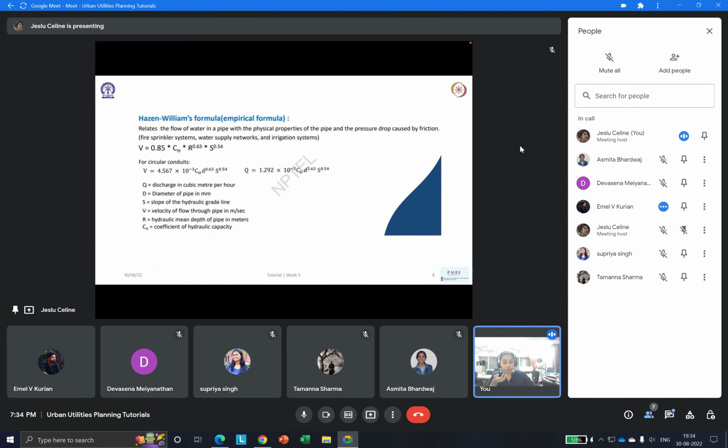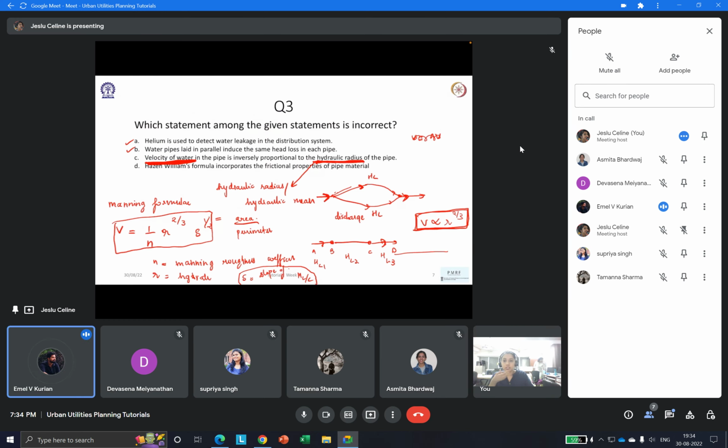You're getting confused with the normal radius and the hydraulic radius. But what is the variation of hydraulic radius with respect to the area of the pipe? With respect to area of the pipe, it's directly proportional over here. If it is directly proportional, then velocity should be inversely proportional to the hydraulic radius, right?